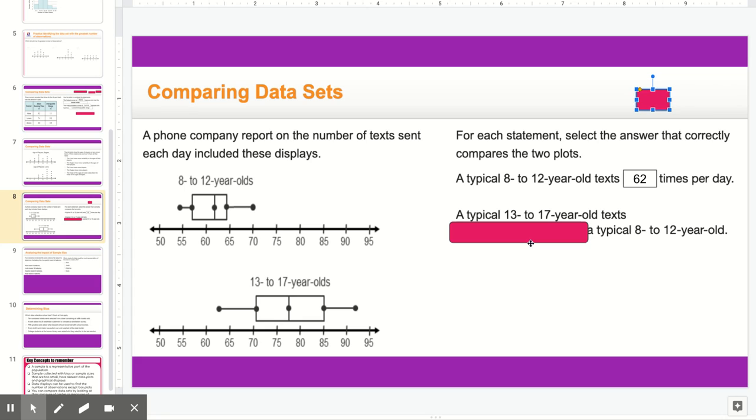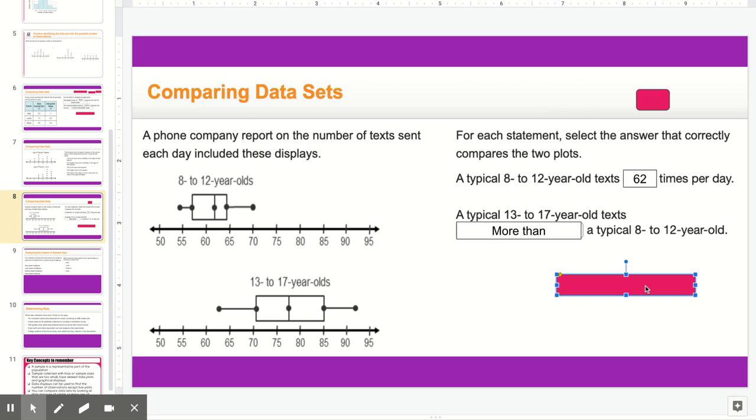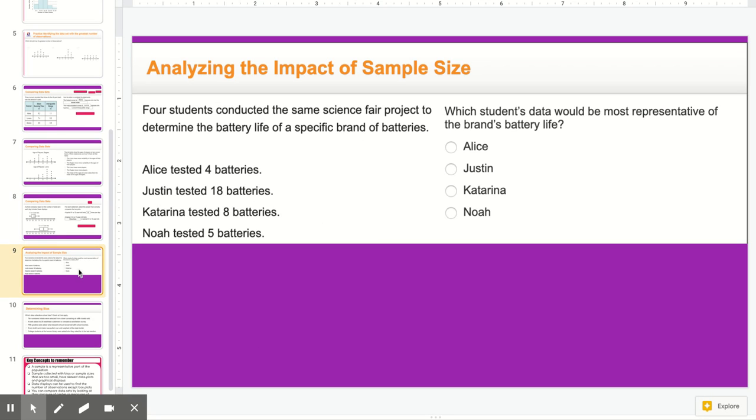Okay? And then a typical 13 to 17-year-old texts blank a typical 8 to 12-year-old. So they actually text more than a typical 8 to 12-year-old. Because if I look at it, this center is in between 75 and 80, and that is greater than 62. Okay? All right, and we have about 3 more.